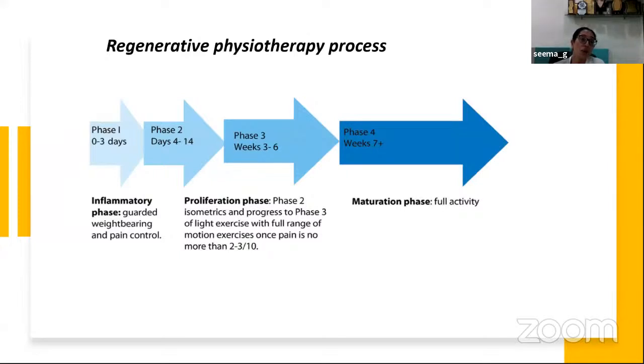Regenerative physiotherapy is divided into 3 phases. The first phase, where we are pretty guarded, is the inflammatory phase. Here, pain control and guarded weight bearing are very, very important. Then comes the proliferation phase and the maturation phase. It can be divided into 4 or even more phases, because week on week one will find progress, and after the proliferation has set in, it may take even 1 year minimum to really get back to functional activity. During the proliferation phase, it is basically light exercises, and we gradually build up the range of motion.